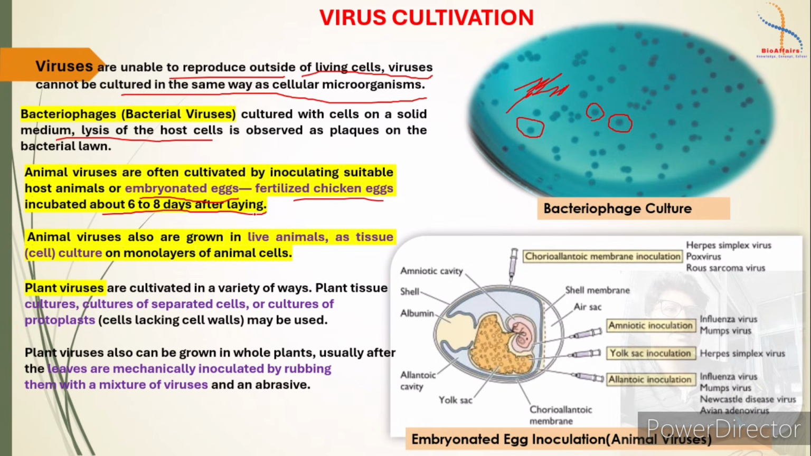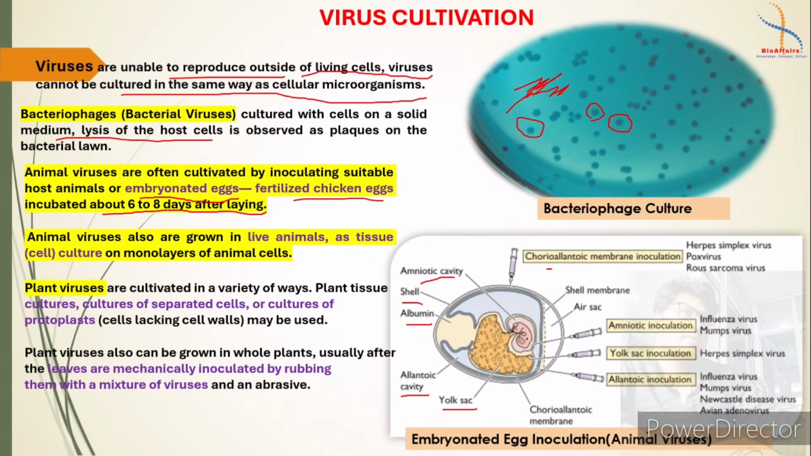Now plant viruses are cultivated in a variety of ways. Sorry, I was talking about animal viruses. Now this is the typical picture of an embryonated egg inoculation. Here I have marked the different zones in an embryonated egg: albumin, yolk sac, amniotic cavity, chorioallantoic membrane, and inoculation sites, everything I have marked. You can pause the slide and see which viruses are going where.